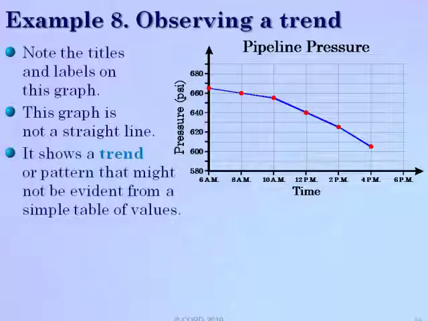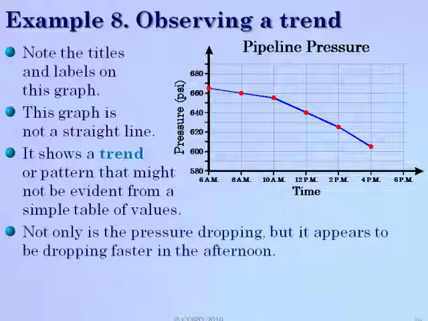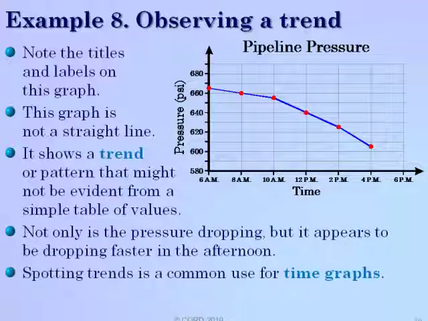It shows a trend that might not be evident from just a table of values, but it looks like things are going downhill, doesn't it? Looks like not only is the pressure dropping, but it appears to be dropping faster in the afternoon than it did in the morning. Probably not a good sign for this pipe. Spotting trends like that is a common use for time graphs.